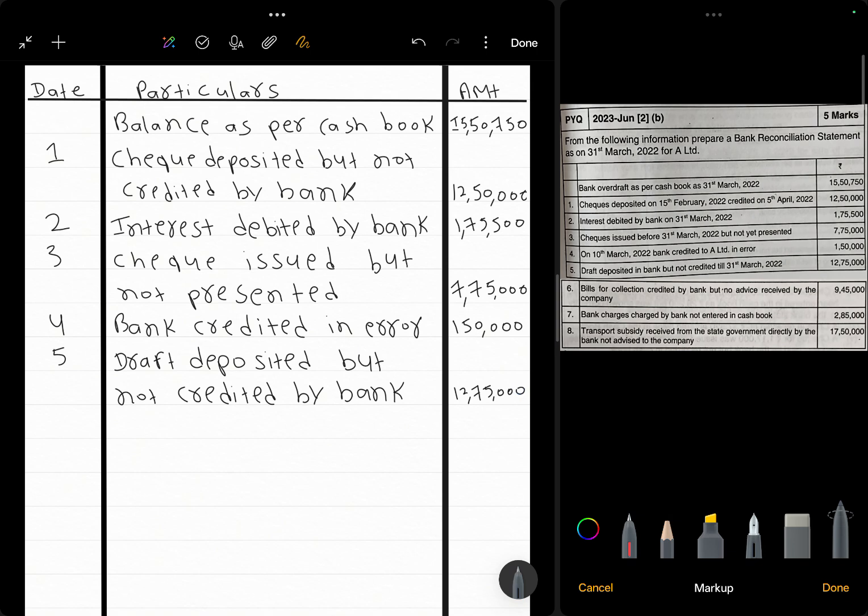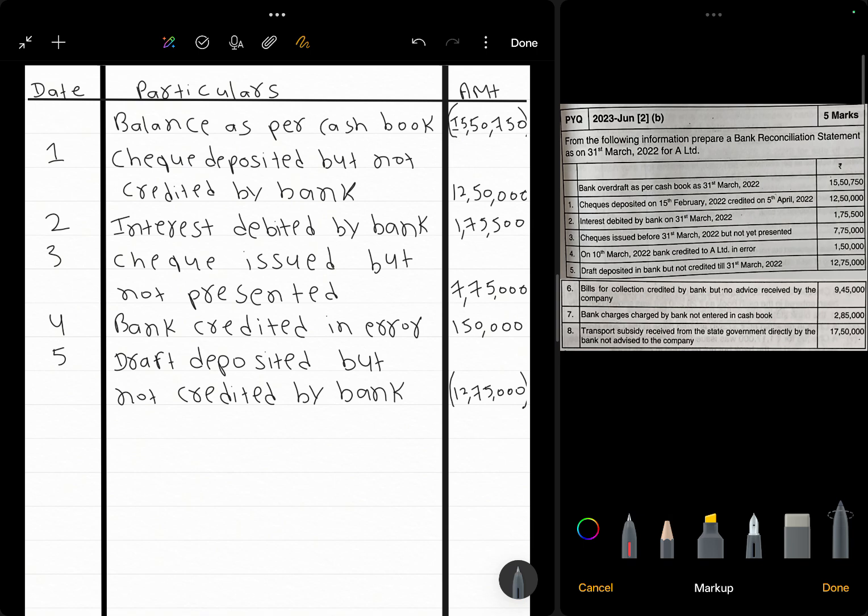12,75,000. So what we are going to do, we are going to subtract this amount, that is in bracket. Here it will be in bracket. Okay, see, we need to do something more here. I have been told that overdraft means negative balance. We are going to keep this amount in bracket as well.